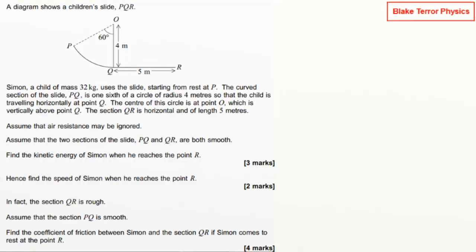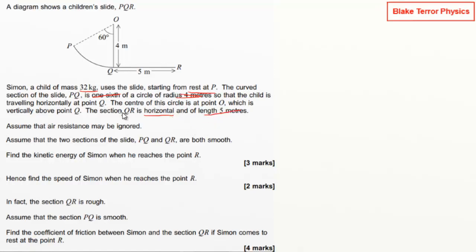All right, first of all, let's see what the question's about. They've given us a diagram. So let's see what's in the text that isn't in the diagram. We've got a child of mass 32 kilograms, so that's new info, uses a slide starting from rest at P. The curved section of the slide PQ is 1/6 of a circle of radius 4 meters. Right, they've given us the 1/6 and they've given us the 4 meters. The child is traveling horizontally at point Q. The center of this circle is at point O, vertically above Q. Okay, that's fairly clear from the picture. Section QR is horizontal and of length 5 meters, which they've also put in the diagram.